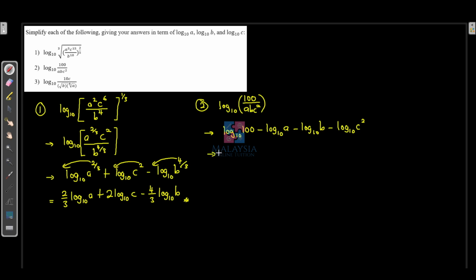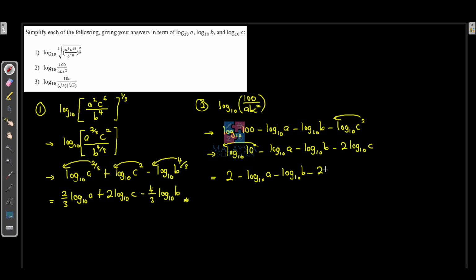The 100, you know, is 10 squared. So log base 10 of 10 squared, minus log base 10 of a, minus log base 10 of b. For the last one, you shift the 2 in front, and you will get minus 2 log base 10 of c. The 2 here we can shift in front as well, and log base 10 of 10 is 1. So you can simplify it straight away to 2 minus log base 10 of a minus log base 10 of b, and finally minus 2 log base 10 of c. So this is the final answer for question number 3, part 2.